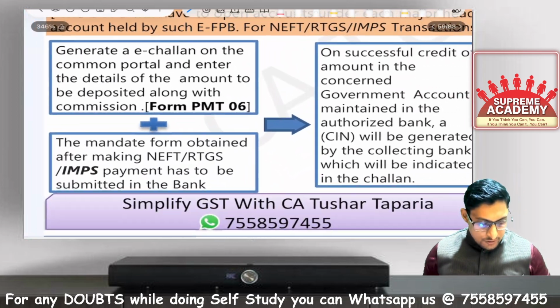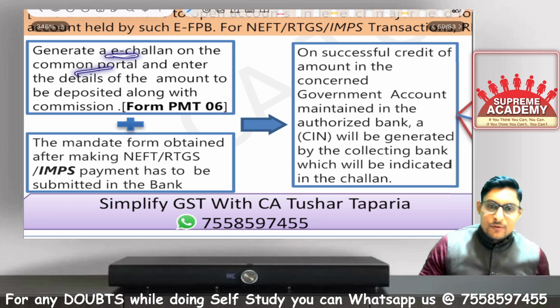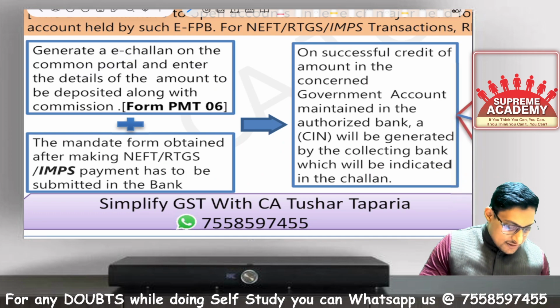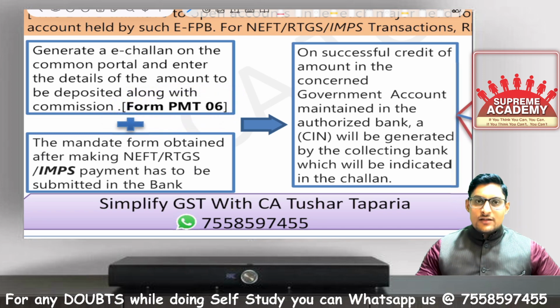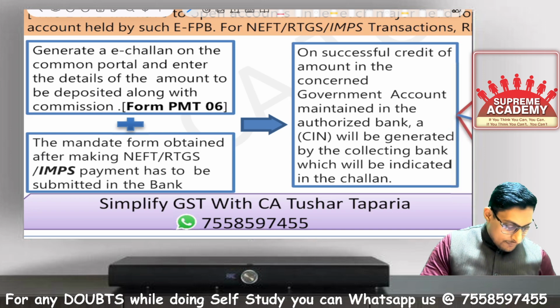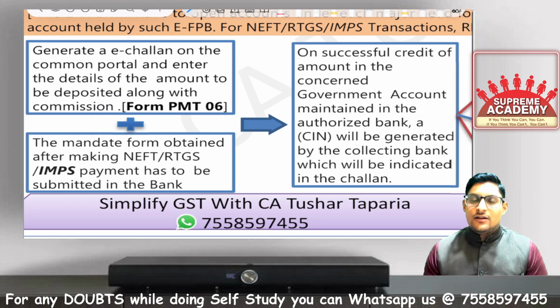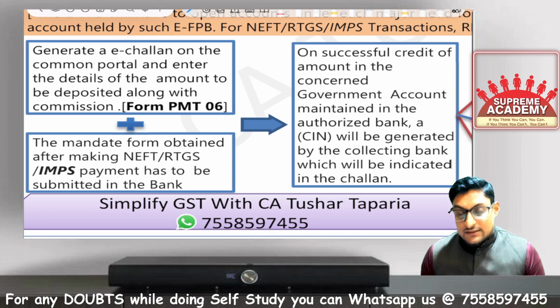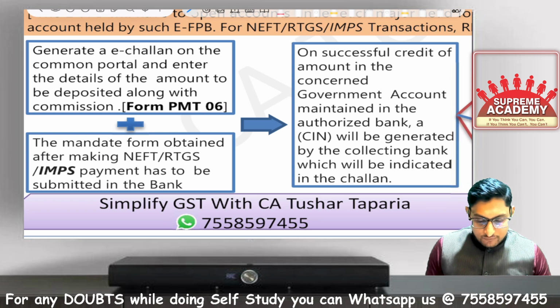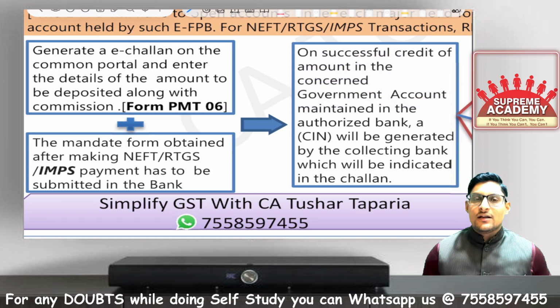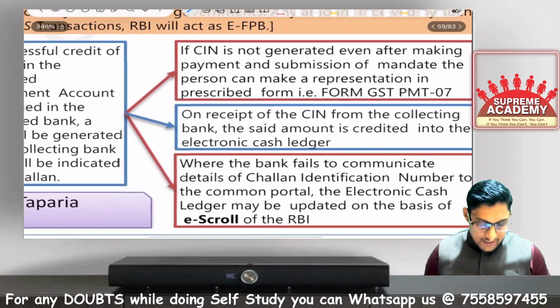Now, as I told you, the challan is generated on the common portal electronically, in form PMT-06. As soon as the challan is generated, you can make the payment, or create the mandate, in online modes such as UPI, IMPS, NEFT, RTGS, etc. When you pay, what will happen? The amount will be successfully credited to the government account, and as soon as it is credited, the CIN number will be generated.